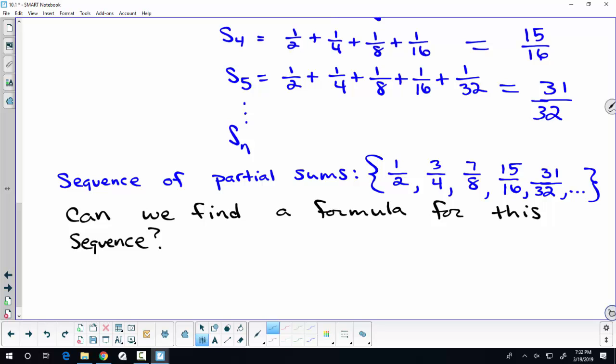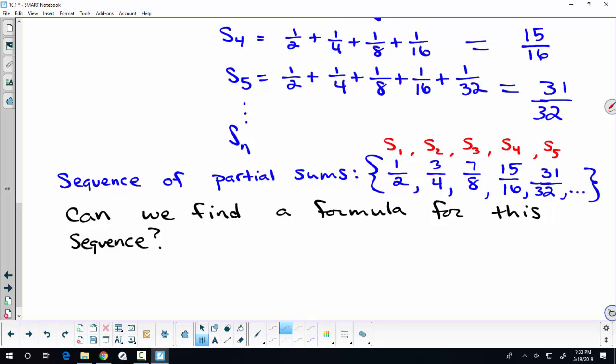So just, it's worth pointing out, this was S sub 1, this was S sub 2. So we want to try to match our indices with the actual term that we're getting. The denominators should be pretty easy, right? The denominator is always what? Two.